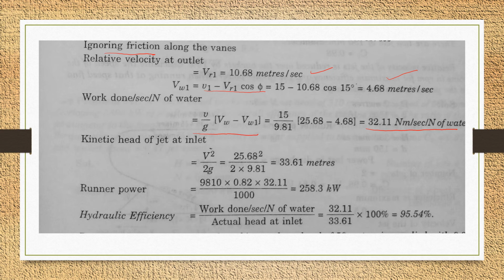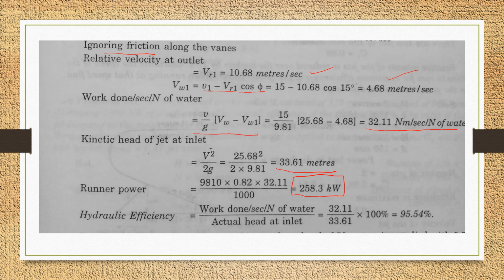Now the kinetic head of the jet is V squared by 2g, so we get 33.61 meters. Runner power is WQH by 1000. The discharge we have found as 0.82 and H is 32.11. So we get the first answer as 258.3 kilowatts.